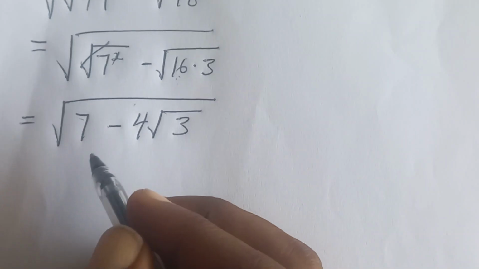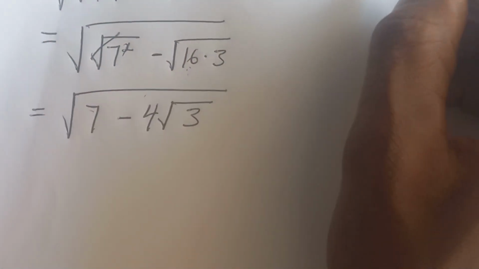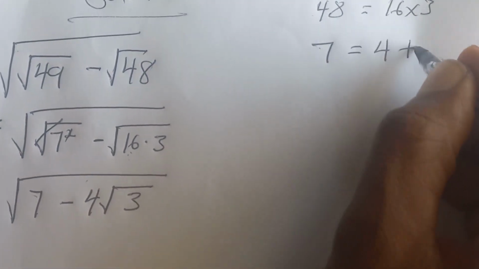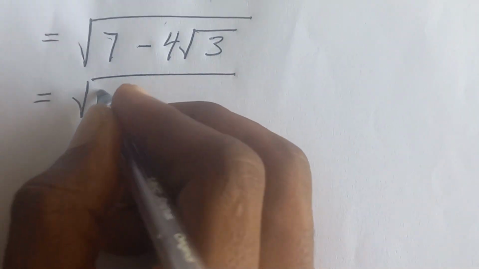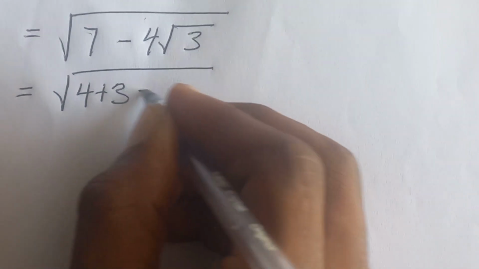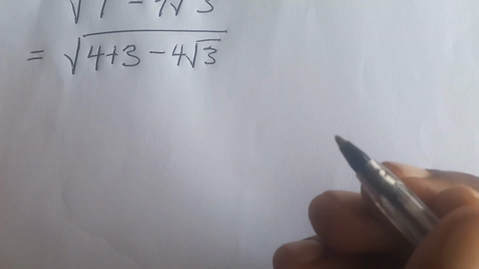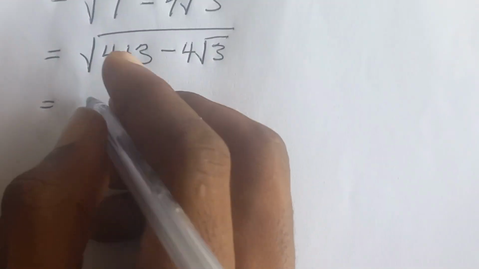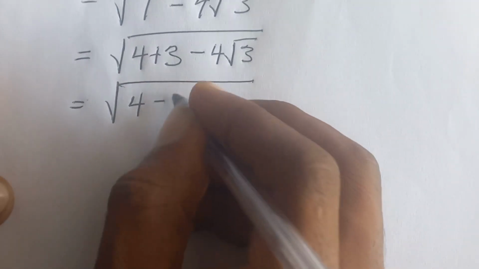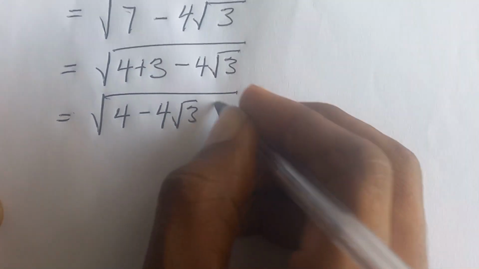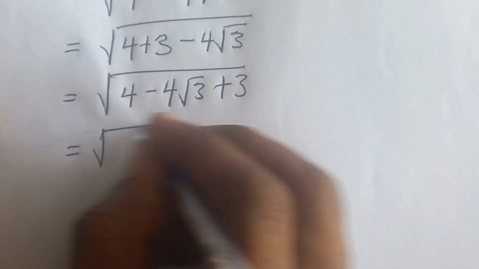Okay, now we have to get a way to simplify what is inside the bracket. So 7, we can express that as 4 plus 3. So it is equal to square root of 4 plus 3 minus 4 square root of 3. Okay, and if so, let us arrange this one. So we are going to get 4 minus square root of 3 plus 3. Okay, it is equal to square root of this.